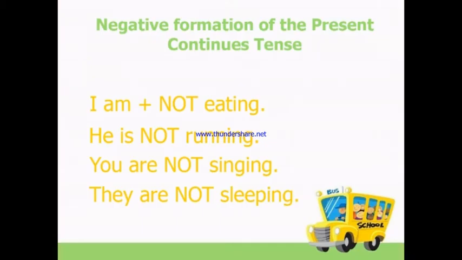And the last thing about the formation is the negative formation of the present continuous tense. Here you can see it. It is the same as the positive, except you will add not after the verb to be and before the main verb. So, I am not eating, he is not running, you are not singing, and they are not sleeping. Really easy.